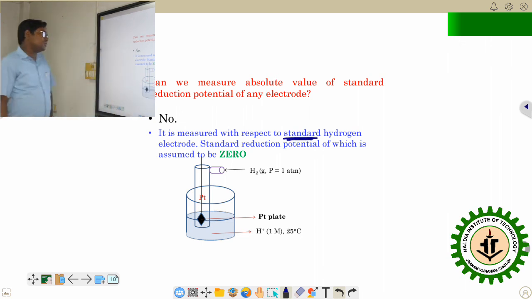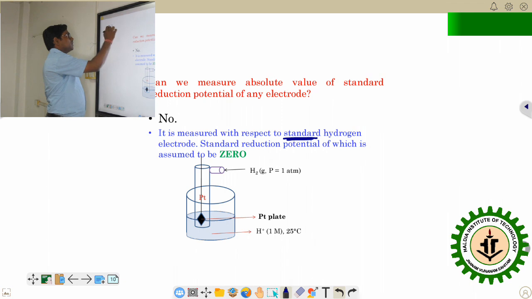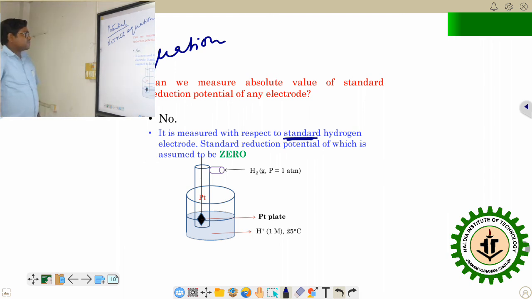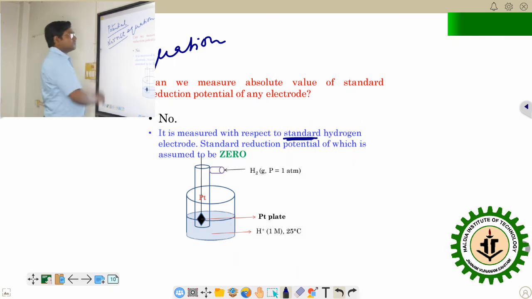So obviously we will not always be able to maintain the standard condition, and what the potential would be in that condition we should know, and we will discuss that in our next class in the form of the Nernst equation. Basically, this equation we will use to find out the potential of any electrode when the substances used are not under standard condition. So with this discussion we will end our discussion today, and in the next class we will discuss the application of the Nernst equation.